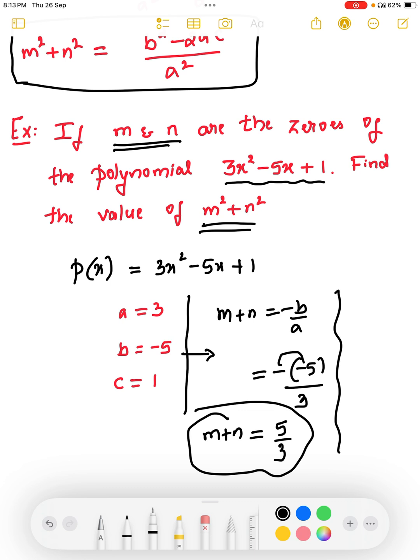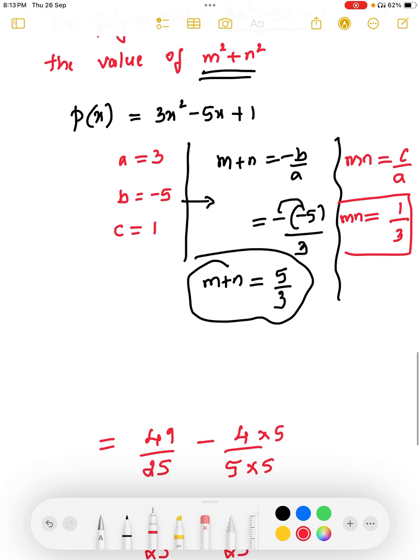And shall I write it here? What is the product of zeros? Product of zeros is c by a. What is c? c is 1 and a is 3. The product of zeros is 1 by 3. Now what we have to find?